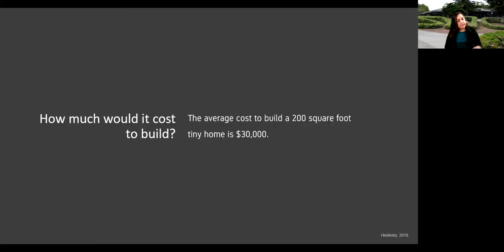And how much would it cost, for those who may be wondering? A tiny house that may be a little bit bigger than what we just saw would approximately cost $30,000, and that includes labor and materials. So that's the entire cost to build a tiny home, and that's an estimate because this is for 200 square feet. The floor plans we were just looking at are smaller than that, so it would be less than $30,000, roughly.